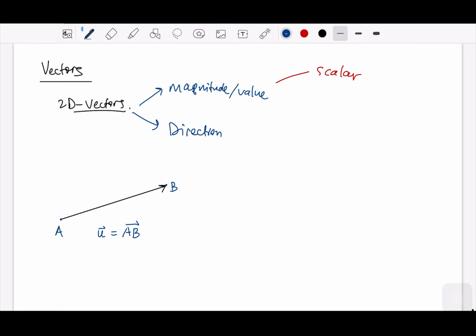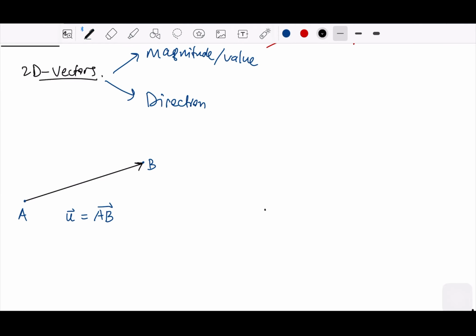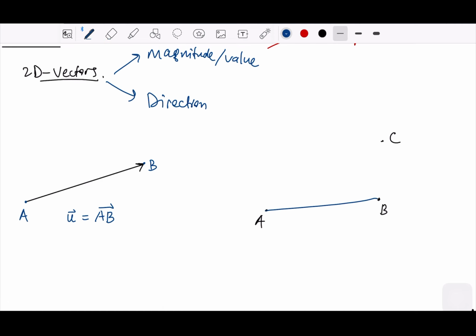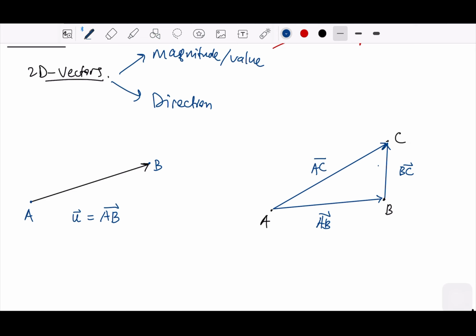We could also think, if we have three points, let's say A, B, and C, we move from A to B, and that's our vector. And then we also move from B to C, and that's our vector. We could say this is AB, and this is BC. Now we could also get the AC, like this one. So we could say that this is also a vector, AC.